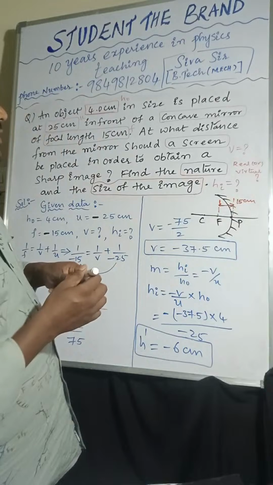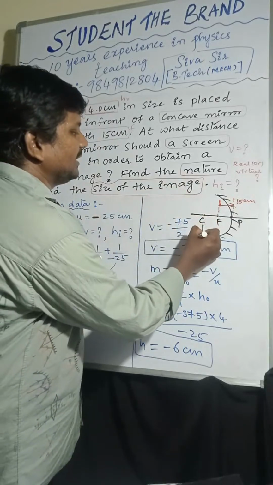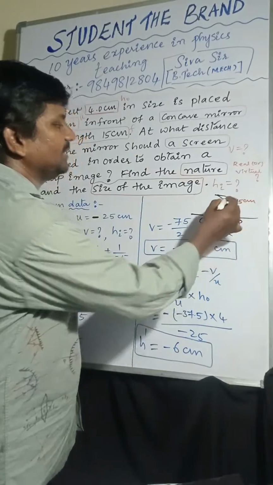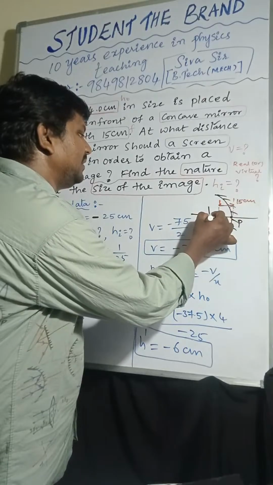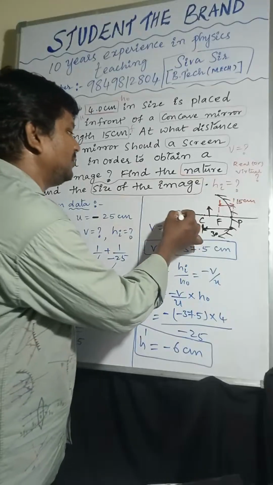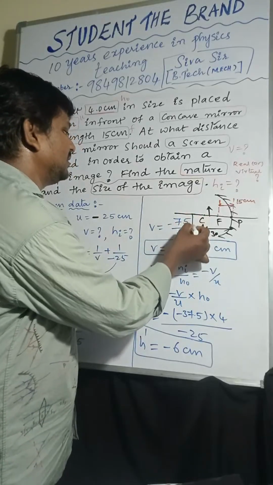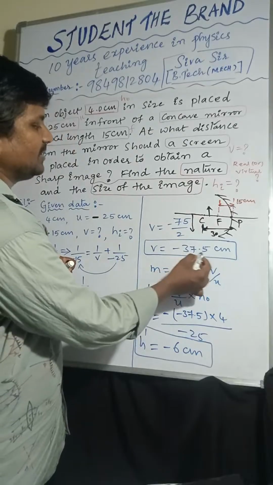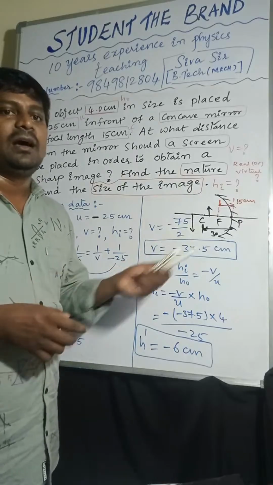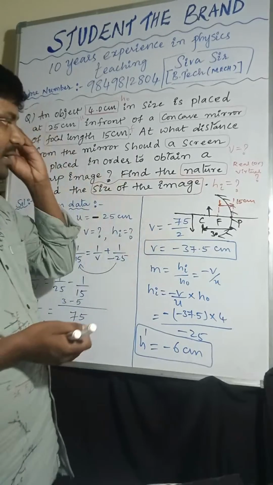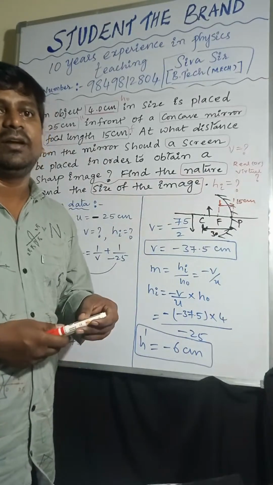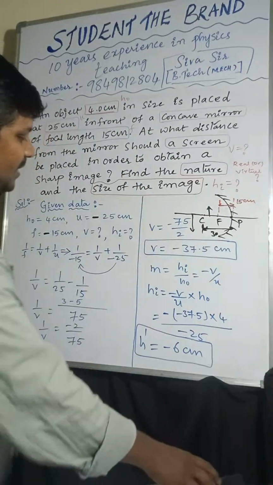Object distance is 25 centimeter. So from here to here is 30, right? Because focal length is 15. So the object must be here, between C and F. If the object is placed between C and F, where will the image form? Beyond C. This 37.5 is more than C only, right? Yes. So then our diagram is correct, our calculation is correct. Like that we can check. We have to check the problem, right?